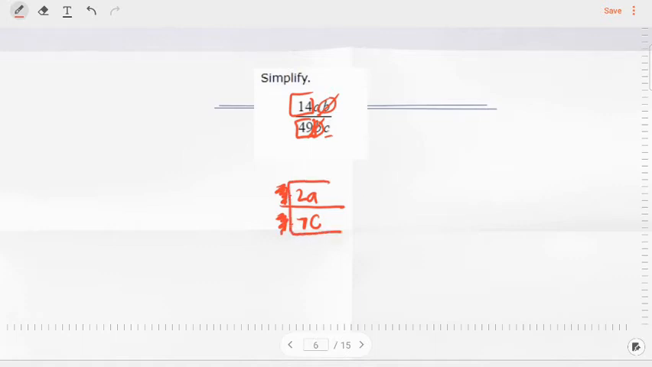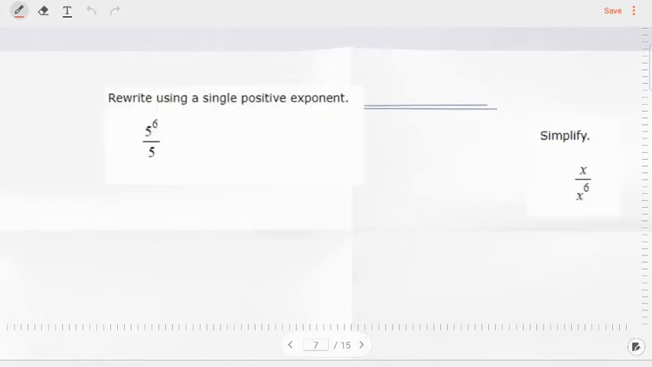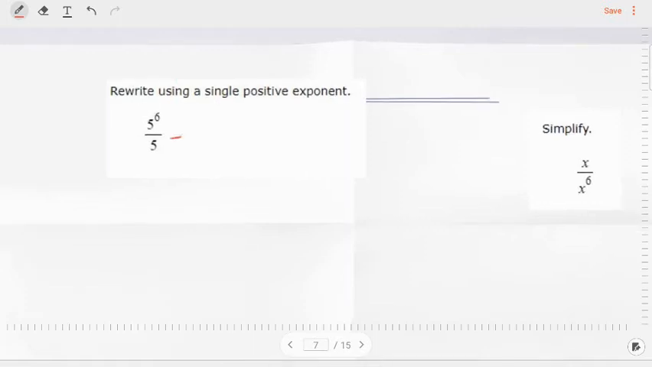And that leaves me with this fraction, 2 times a over 7 times c. So let's check a kind of similar problem. I've still got another fraction, and I want to simplify. So I've got 5 times 5 times 5 times 5 times 5. My goal when I have fractions is to cross out common factors.